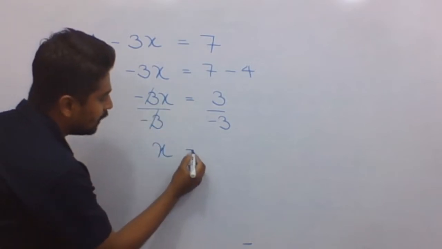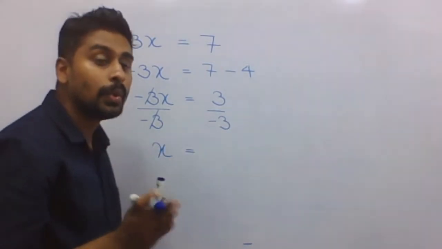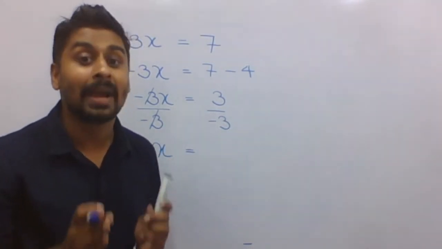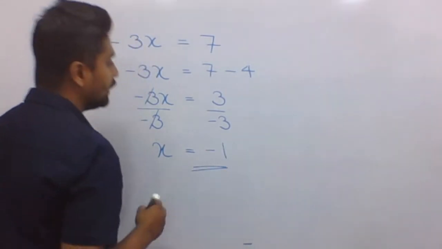X equals, when you divide +3 by -3, what is the answer? A plus value divided by a minus value, the final answer is a minus value. So it is -1. Right?